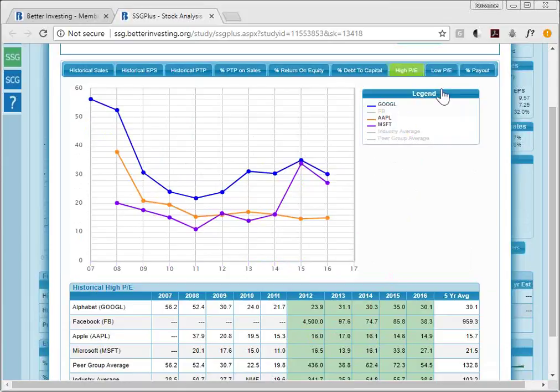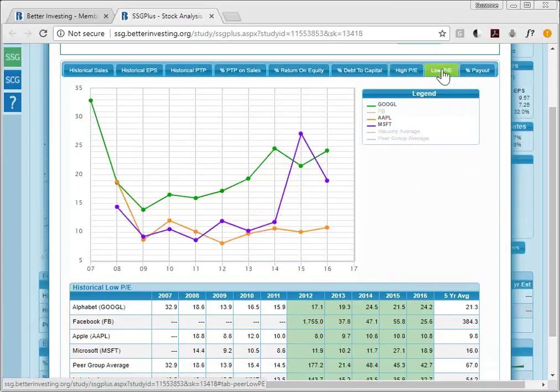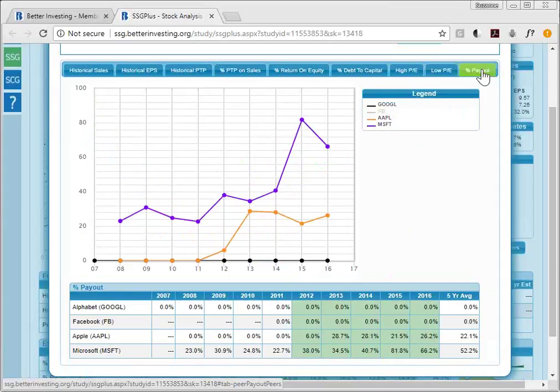Microsoft is where it is. We got the same data for the low PE. If the company pays a dividend, we will see payout on that graph. So we'll also see the data down here. So we can see at a glance that Microsoft and Apple pay a dividend because they have a payout, and the other two don't.